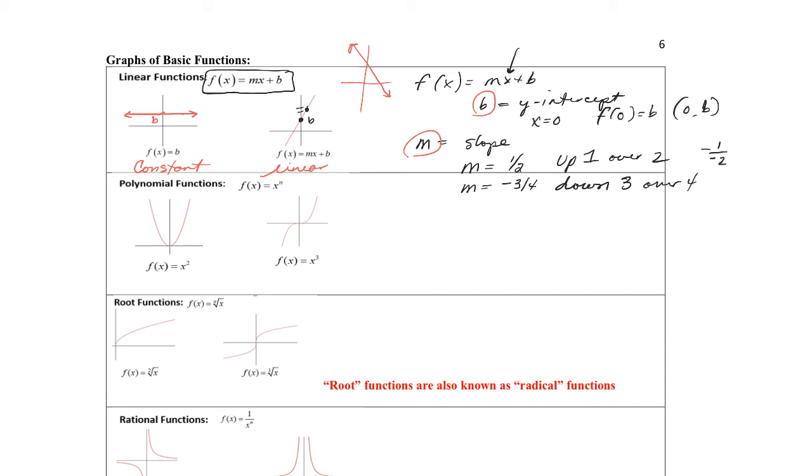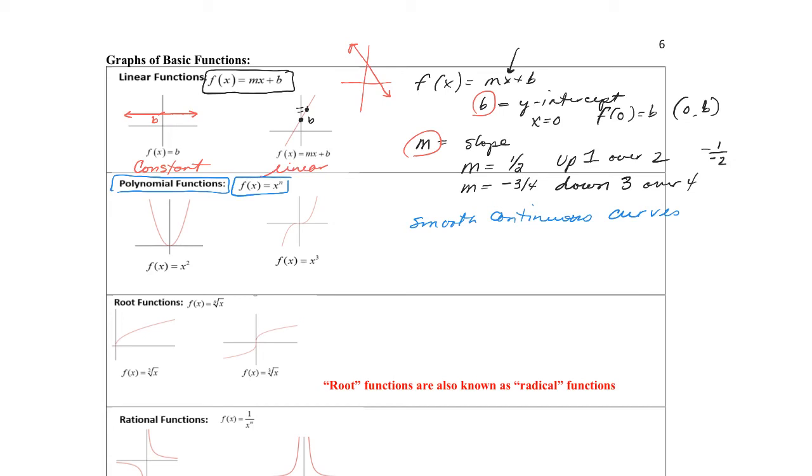Okay, so next we're going to talk about polynomial functions. Polynomial functions are written in the format of f of x equals x to the n, where n is some degree. And there's lots of different polynomial functions. Polynomial functions are just smooth, continuous curves. So no breaks, no jumps, no holes. Smooth, continuous.